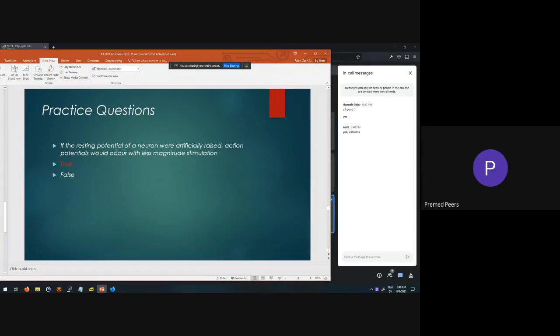So, yes, maybe I got cut off here. So, yes, if we've lowered the gap, we've lowered the difference we have to make up. Remember, normally we've got to go from -70 to -55. So if we're closer to that -55, then we're good. It's going to be easier to make the action potential.